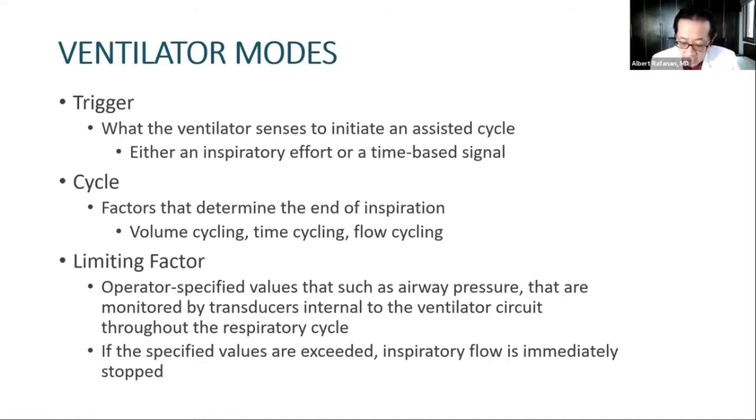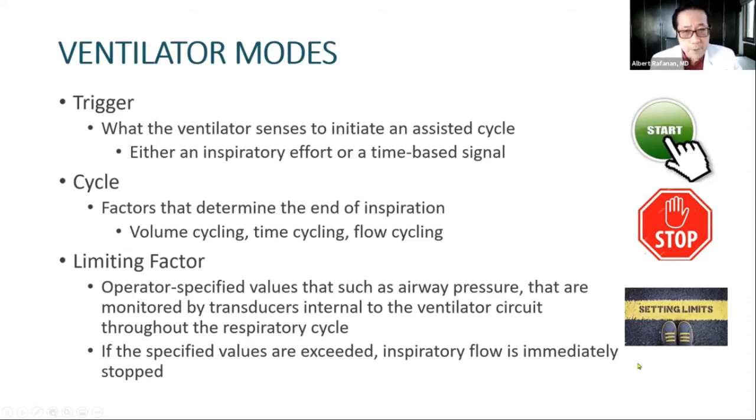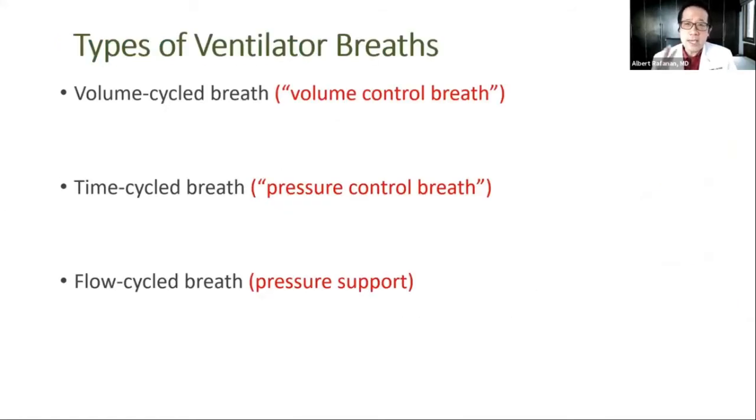So again, trigger is what starts the ventilator. Cycle is what stops the ventilator. How does the ventilator stop giving a breath? Of course, when you give a breath, you have to stop. So that's a cycle. And then limiting factors are the limits that we set. What are the peak airway pressures that we set? What is the backup rate? There are certain limits we put in the ventilator so that it doesn't go past certain pressures or volumes that we set. So again, we talk about cycle, trigger, and limiting factors. I hope you understand that because it's very important in the succeeding slides.